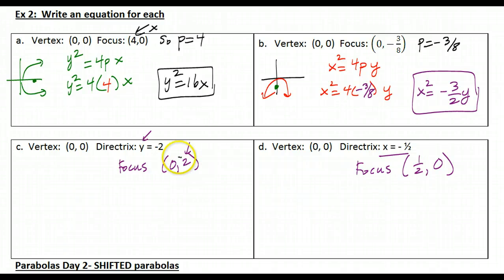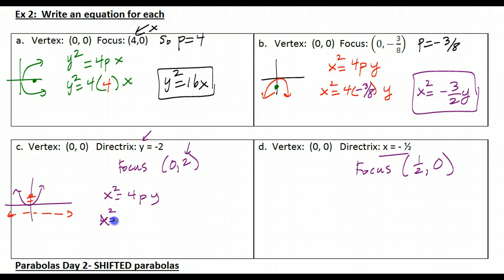All right, then, last but not least, in my mind I'm thinking about the information given. There's my focus, there's my directrix. I know that it has to open towards the focus, so this has to be an up or down graph, which means it's the x squared type. Okay, so x squared equals 4 times 2 times y. Remember, the directrix is the opposite of what p is. So if p is positive, the directrix would be negative.